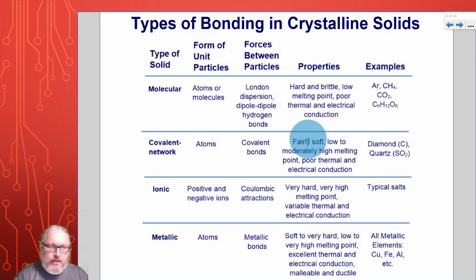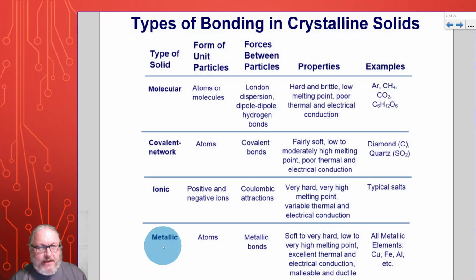Ionic crystalline solids, or ionic solids, are positive and negative ions. They're charged and attract to each other. They have Coulombic attractions. All right. Very hard, with very high melting points. It depends on whether they're good thermal or electrical conductors. Think about these as salts like sodium chloride, potassium chloride, sodium fluoride, and so on and so forth.